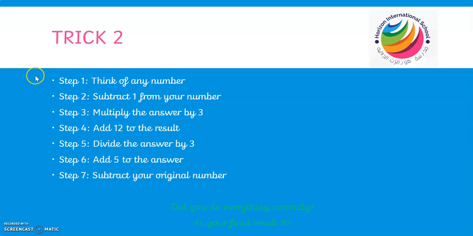Now you can see this trick is a lot more challenging. So give your audience time to check over their answers, and you may want to read the steps to them a second time. You will see when I go through the example that the final result will always be 8, and that's the magic part. Trick number 2, I will do an example now to show you how it will work.